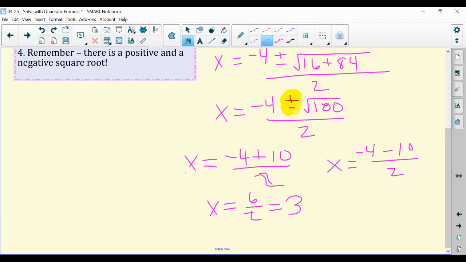All right, and so that means my first x-intercept is (3, 0). The second one, I'm going to simplify here. I have negative 4 minus 10, which gives me negative 14 over 2, and that simplifies down to negative 7. So my second x-intercept is (-7, 0).